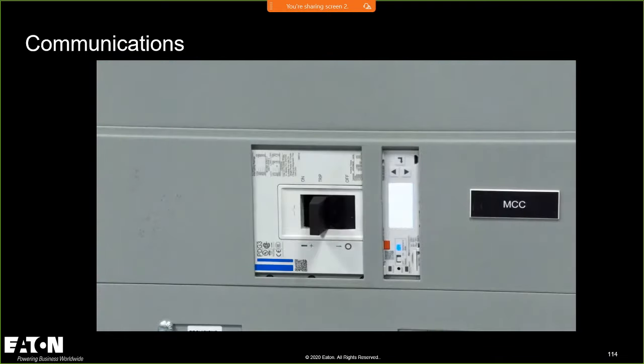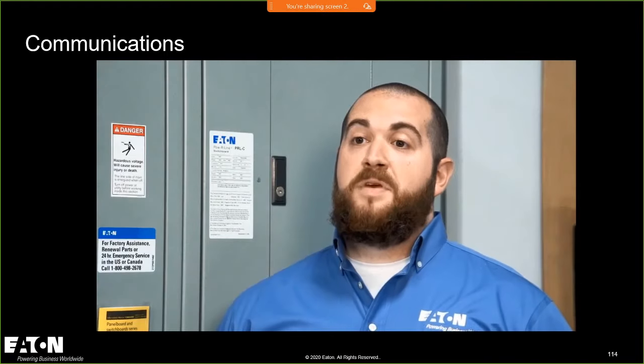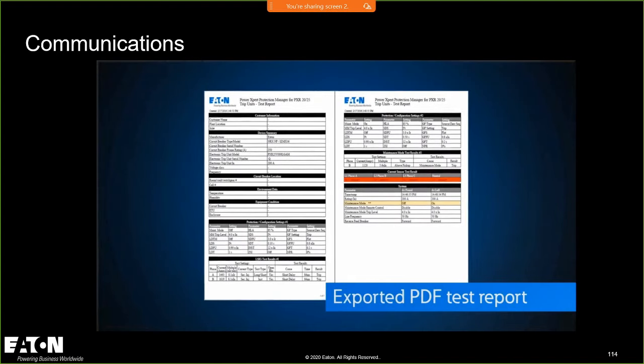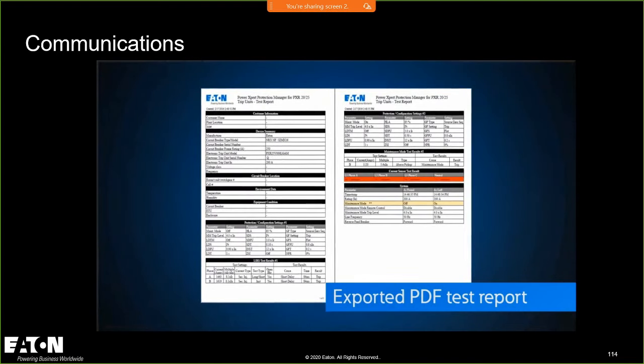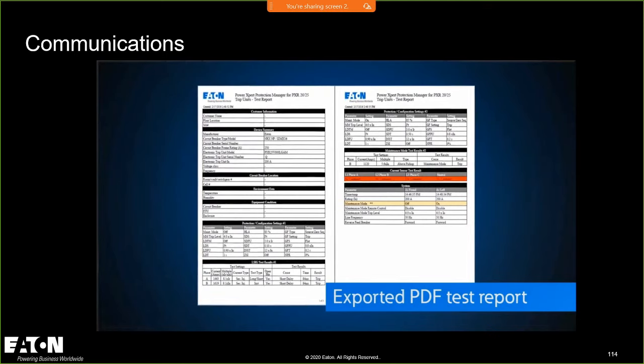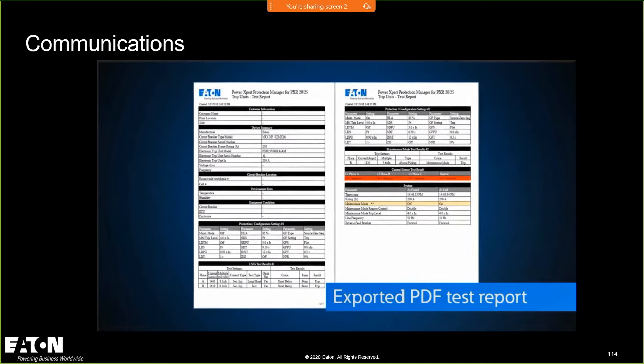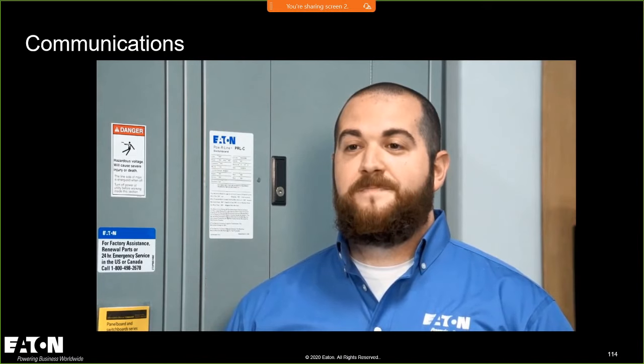fault was real. After the test, PXPM even provides a clean PDF test report detailing any changes in settings, what protection settings triggered the trip, how fast the breaker reacted to the fault, and it even has room for customization to include customer and assembly information.